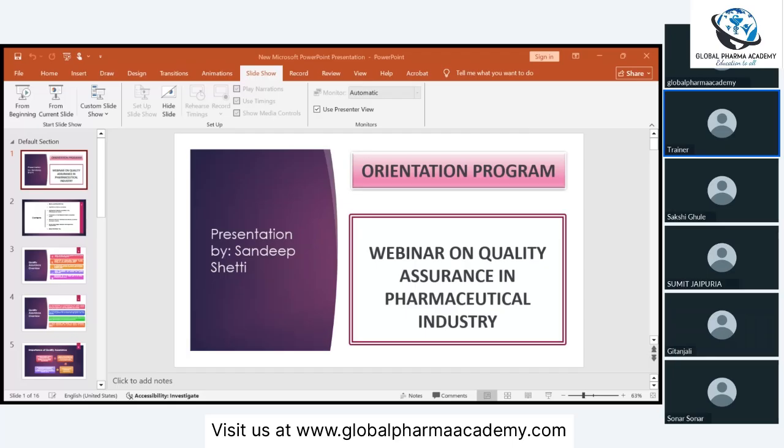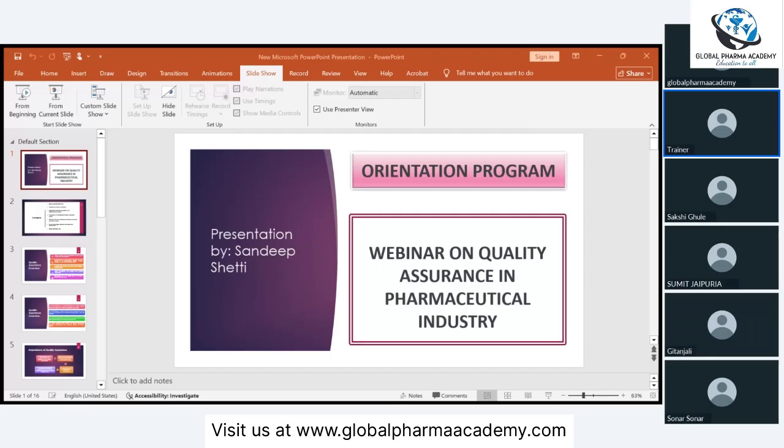And finally, distribution quality assurance. Distribution quality assurance is mainly where the warehousing functions happen. Whenever a product is manufactured and packed, it will go into the warehouse and sit there. There also one quality assurance team will be functioning, taking care of how the products are stored, and whether they are transported under suitable conditions or not. That is taken care of by the distribution quality assurance department.